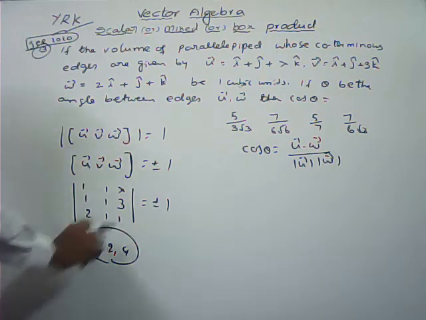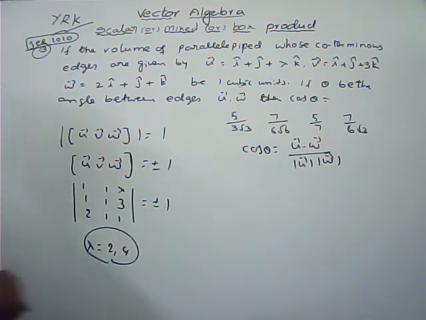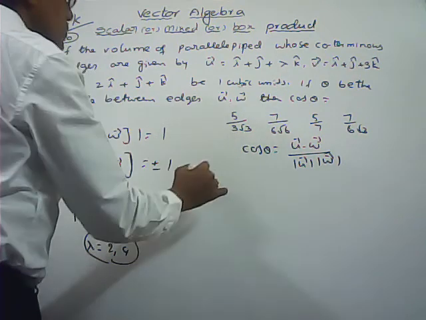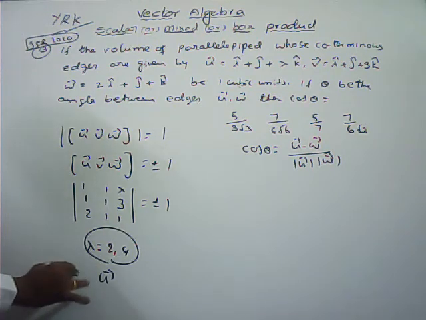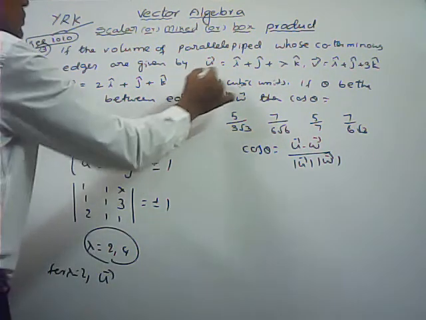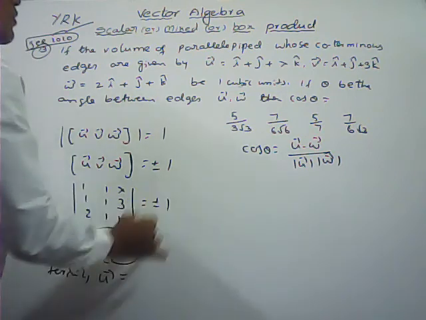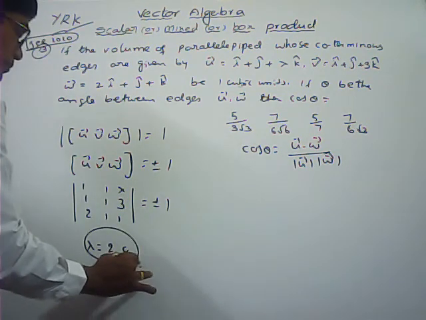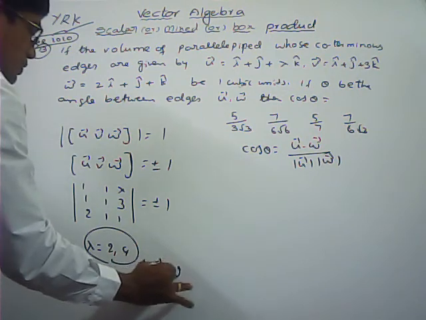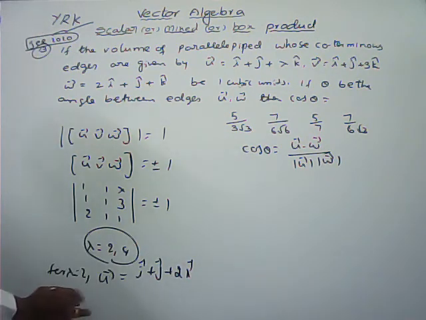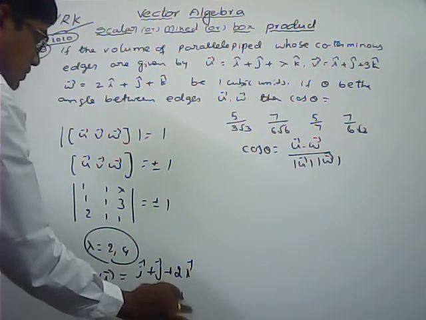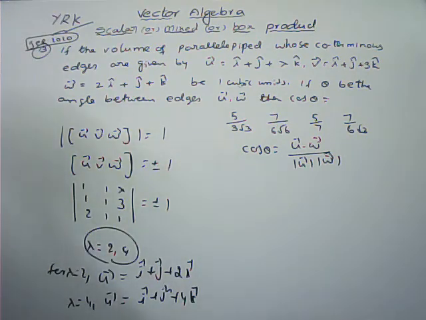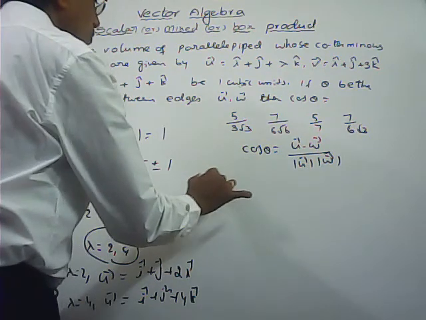One time you can take lambda is equal to 2. So here for lambda is equal to 2, U bar is equal to I cap plus j cap plus 2k cap. For lambda is equal to 4, U bar, that is equal to I cap plus j cap plus 4 k cap. Now for lambda is equal to 2.